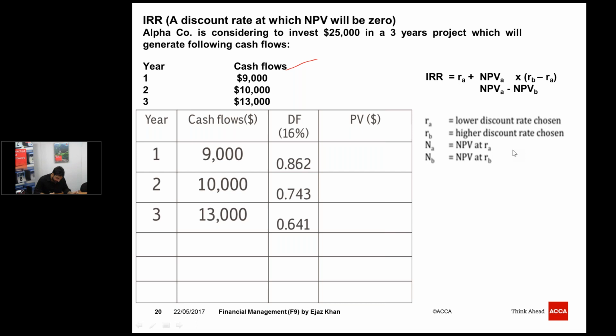Can you people quickly calculate the net present value of this project at 16%? I have already provided you with the discount factors, so all you have to do is just multiply and calculate the net present value at 16%.